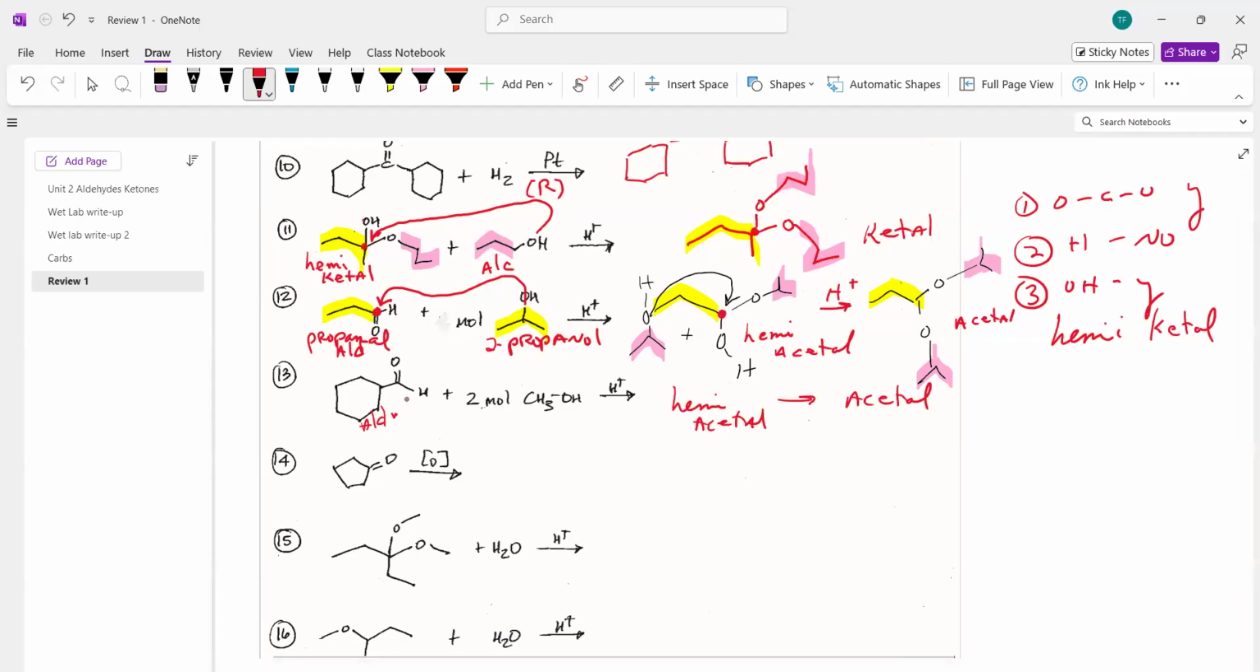Okay, so what we're going to do is this. This is going to be a really short one. This is a ketone, and ketones don't oxidize, so this is an NR. So we have room down here to do this reaction. We have to name this, though. It's a cyclopentanone. So ketones can't be oxidized. Okay, so let's do this reaction up here.